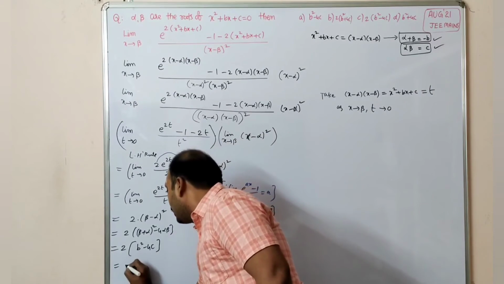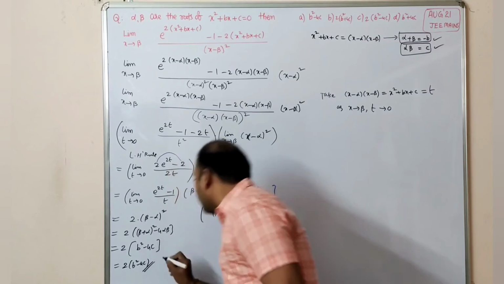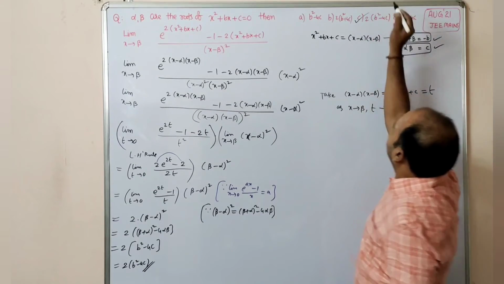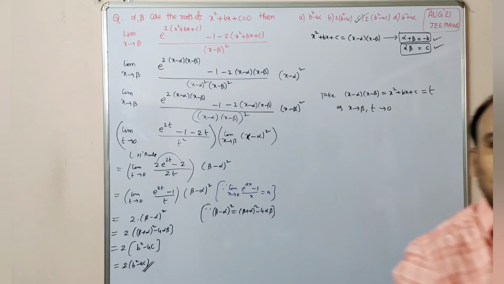So therefore 2 into b square minus 4c is the required answer for the given limit. It is there in the third option, 2 into b square minus 4c. We will move to the next one.